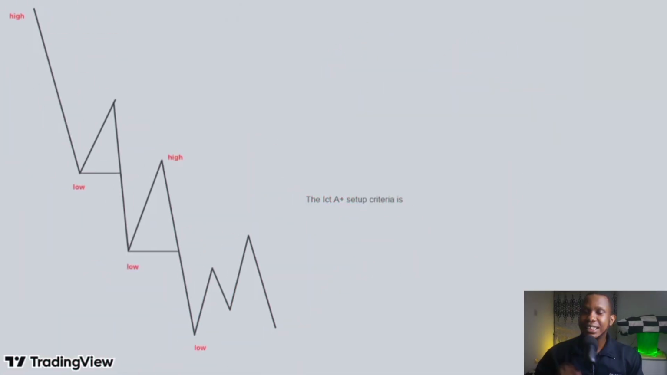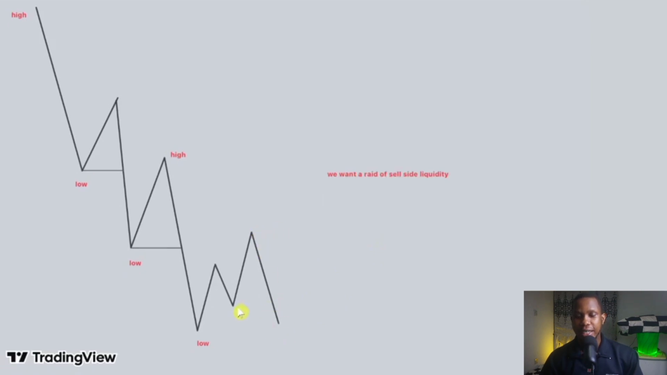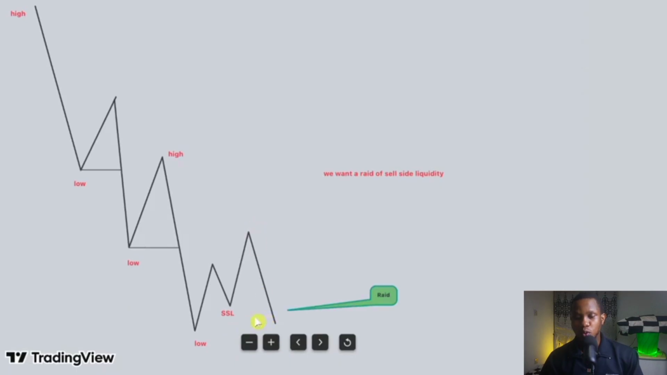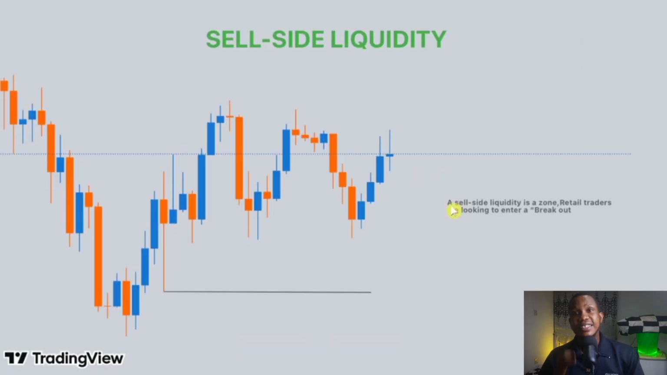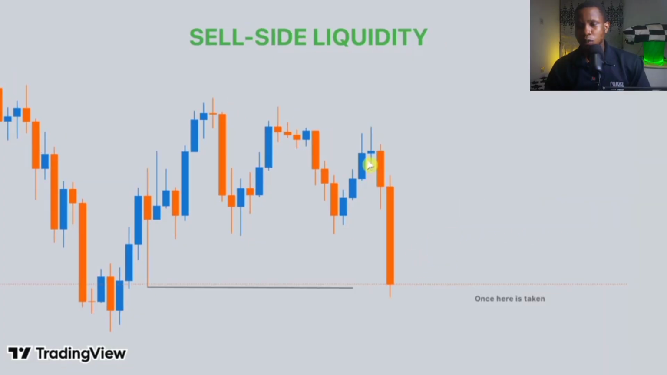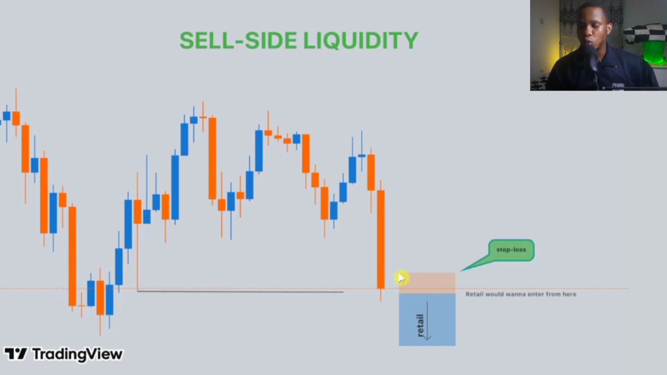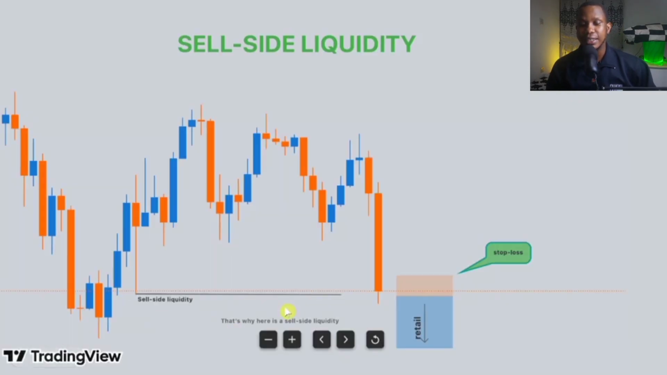So the ICT A+ setup criteria is what? We want price action to come and raid a sell side liquidity. So this is what I mean by SSL. Sell side liquidity is a zone where retail traders are looking to enter as breakout traders. Once price action comes to take out this level, retail traders would want to jump in as breakout traders from this level. Their stop loss will be above this level. That's why here is a sell side liquidity, guys.